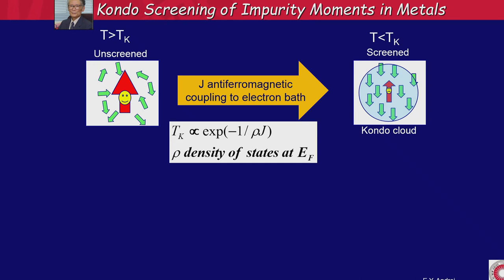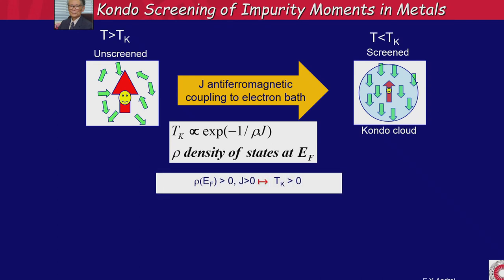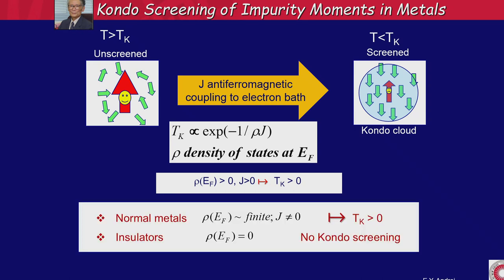If these conditions are satisfied, the critical temperature below which the magnetic moment is going to disappear is exponential in 1 over the density of states and the coupling constant between the impurity and the conduction electrons. So all you need is a finite density of states at the Fermi energy and a positive coupling constant to have screening of magnetic moments. In normal metals, this is practically always the case. There's always some temperature below which your magnetic moments disappear.